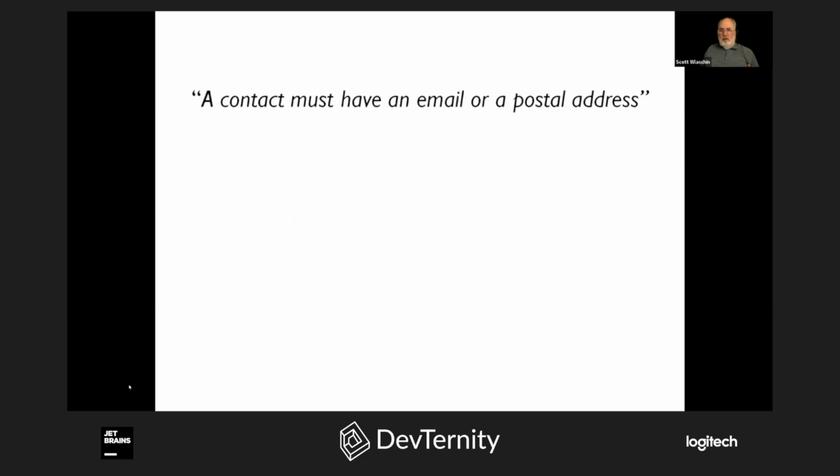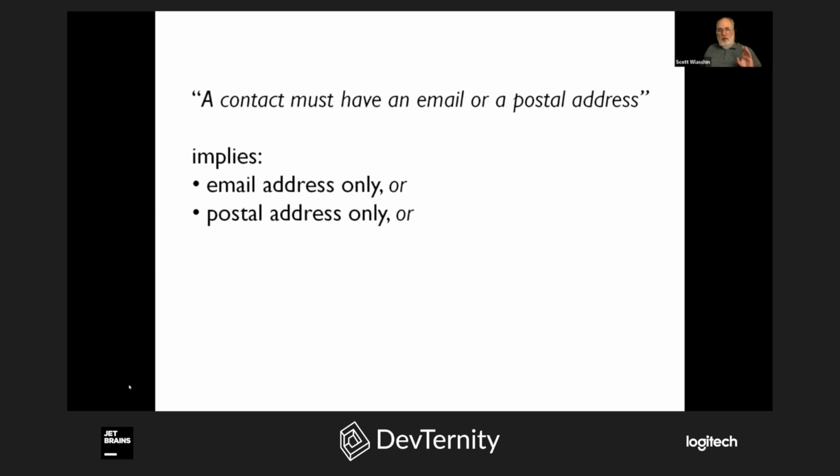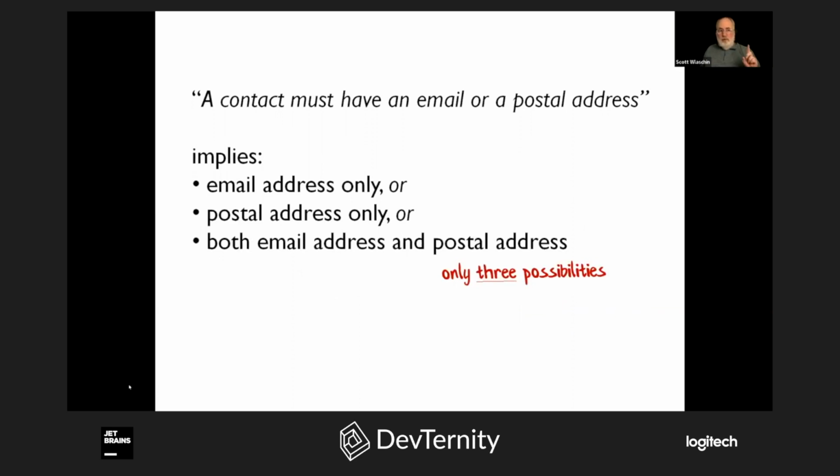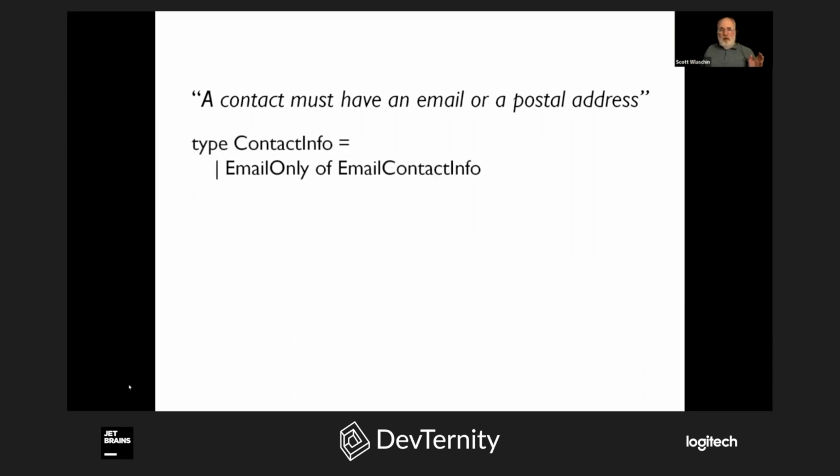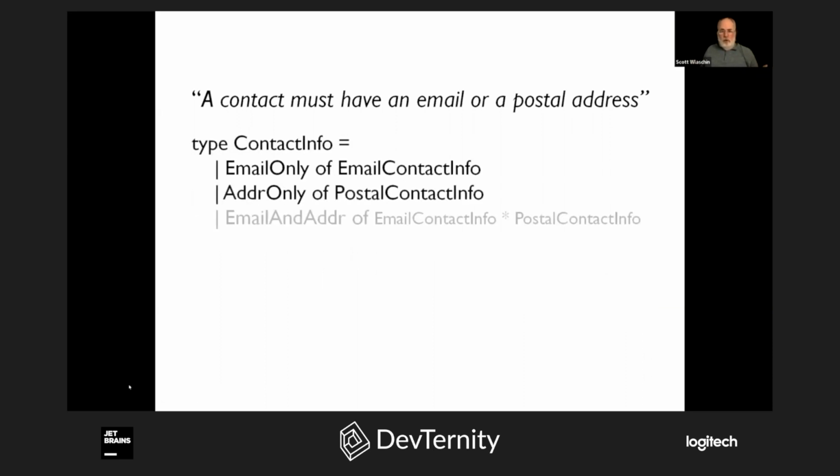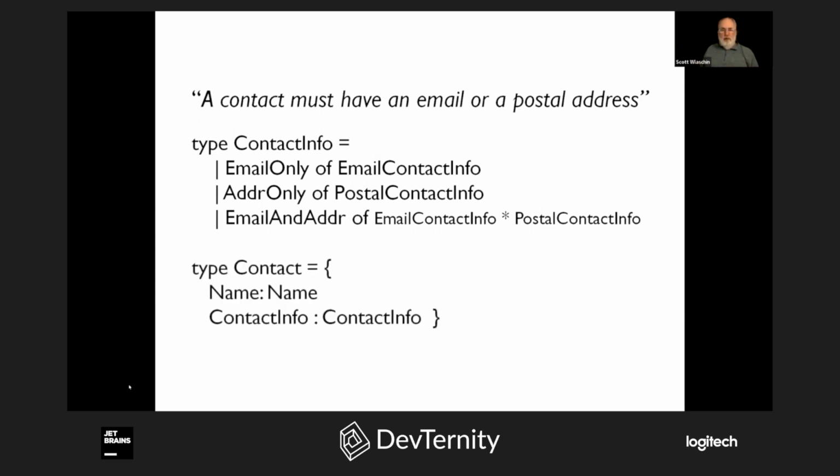So let's think about what the design says. It must have an email or a postal address. That means there's an email or a postal address or both. Notice I'm using the word or, and there are three possibilities with an or. How are we going to model that? We're going to model it as a choice with three possibilities: an email, or an address, or both. Now we've modeled it. The fourth option, where they're both missing, is not one of the choices. We literally cannot have a situation where they are both missing. So this design solves that problem completely, and we've implemented the business rule.